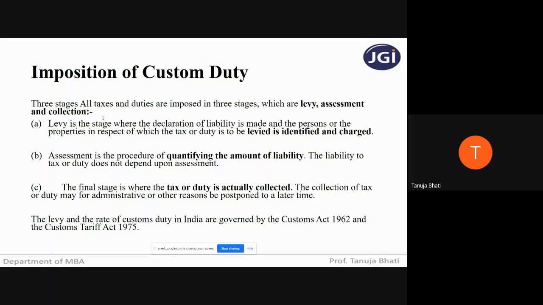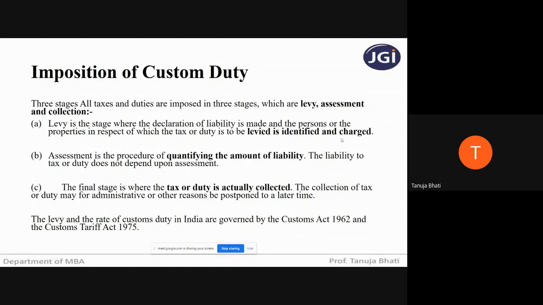Now, what is the levy stage? Levy means to charge, levy means to impose. You have to impose the tax. Levy is the stage where the declaration of liability is made, and the person or the properties in respect of which tax or duties is to be levied is identified and charged. So the first stage is levy.